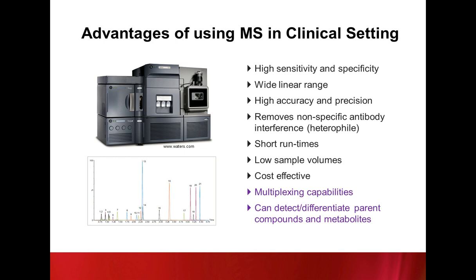Some of the advantages of using mass spec in the clinical setting are that you have high sensitivity and specificity. The linear range can be quite wide, so you don't have to do as many dilutions. It has high accuracy and precision. You can remove many of the nonspecific antibody interferences that you would see from immunoassays. Depending on how you develop your method, they can have short run times and require quite low sample volumes.